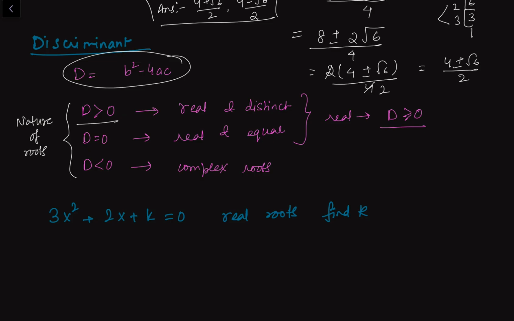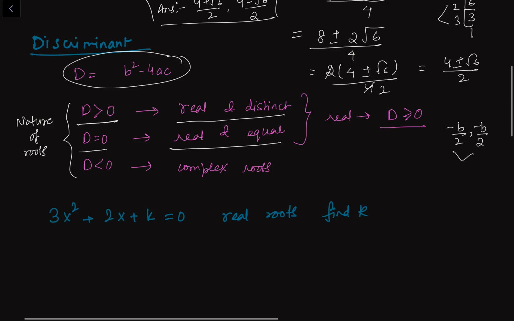So if your discriminant is positive, greater than 0, then the roots are real and distinct. If it is equal to 0, then the roots are real but they are equal, because this square root part becomes 0. So you just have minus b by 2a and minus b by 2a. So both the roots are equal. And if d is less than 0, then you have complex roots, which is not much needed for your syllabus.